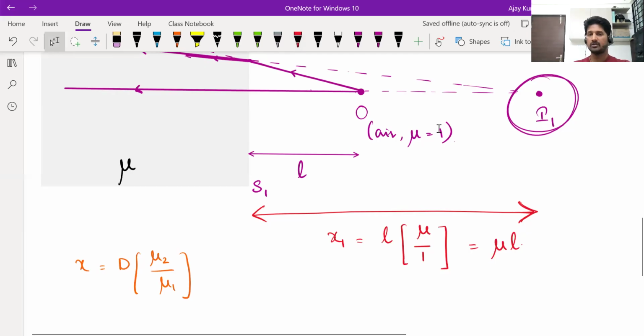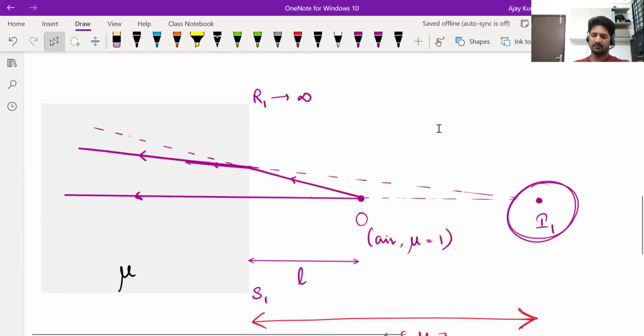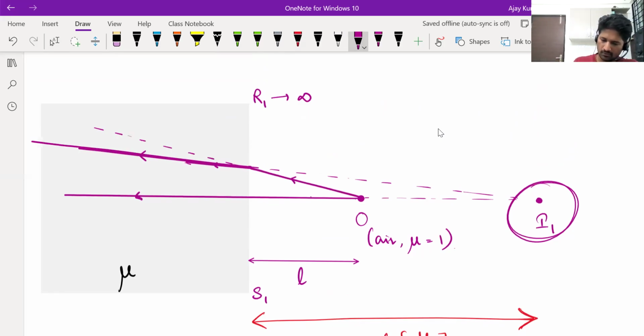Why are we bothered about it? Because for the second refraction, which you can visualize in this diagram itself, the rays appear to be coming from I1, not from O. So as I said, I1 is the object for the second refraction. So basically what we are indirectly finding out is the object distance for the second refraction. And if you know the object distance, you can tell the image distance. That's the idea.